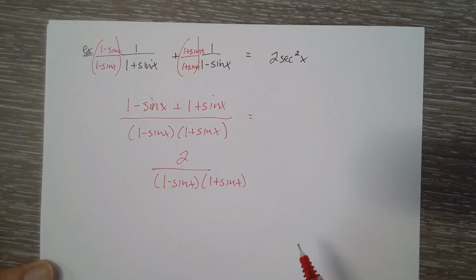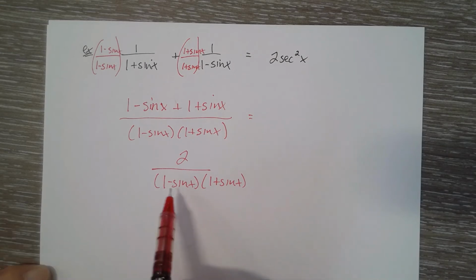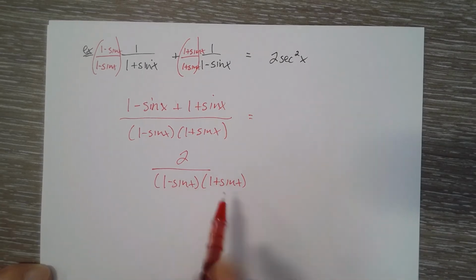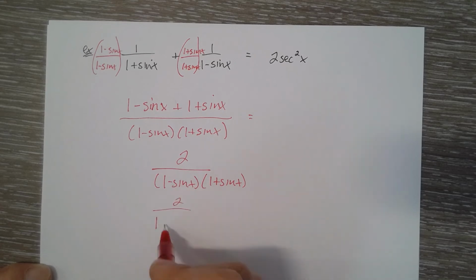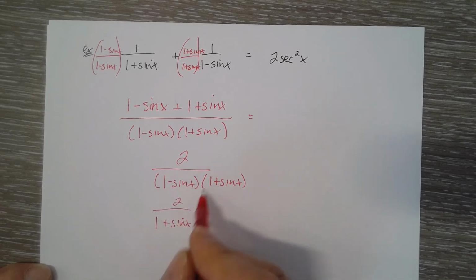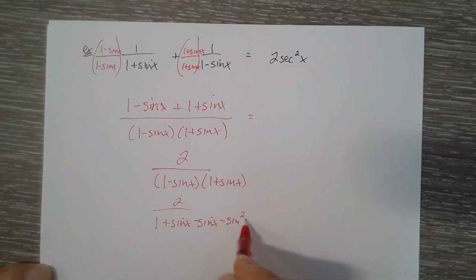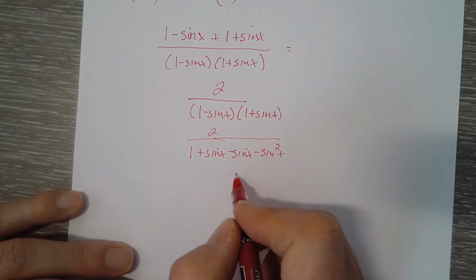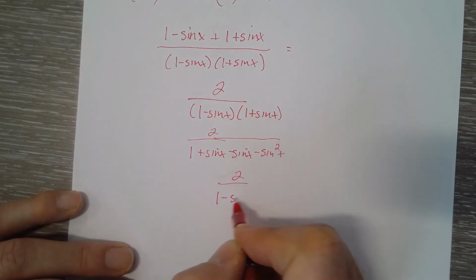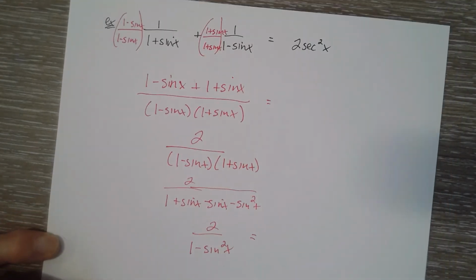Can you multiply the two by like? Good. Yeah, we could FOIL it or we could expand it. That's exactly what we should do. So we have a binomial times a binomial. We're going to FOIL it. 1 times 1 is 1 plus sine x minus sine x minus sine squared x. All right, so I have 2 over 1 minus sine squared x. We are getting closer. We're trying to get 2 secant squared.